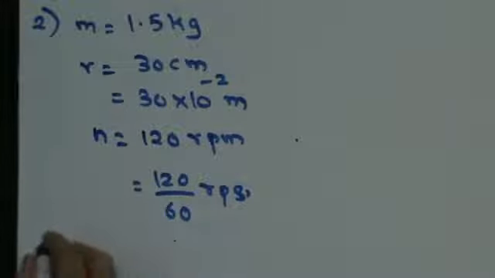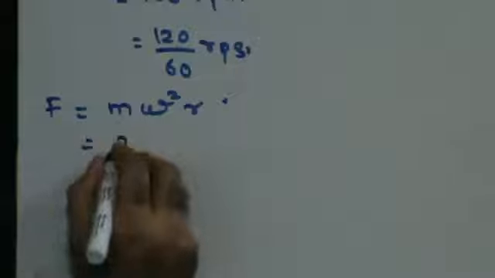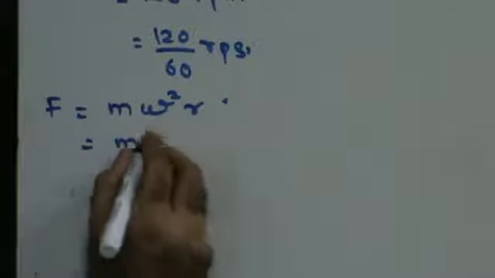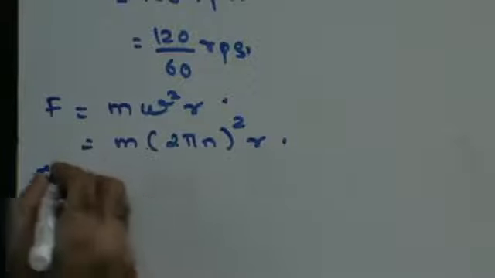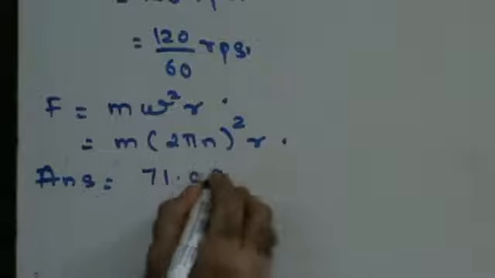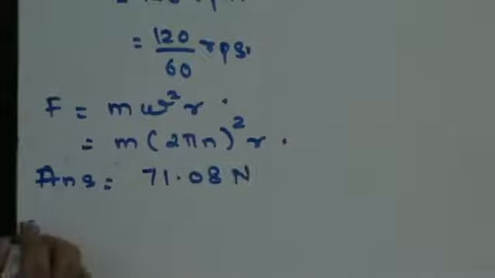Now, centripetal force is equal to m omega square r. Omega can be written as 2 pi n, so m into 2 pi n the whole square into r. You have n, you have 2 pi m and r, you should be able to get the answer for this. Pi is 3.14 or you can take it as 22/7. The answer for this should be 71.08 newtons. Next, take down next one please.